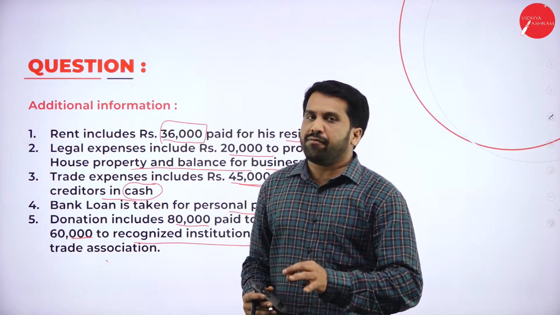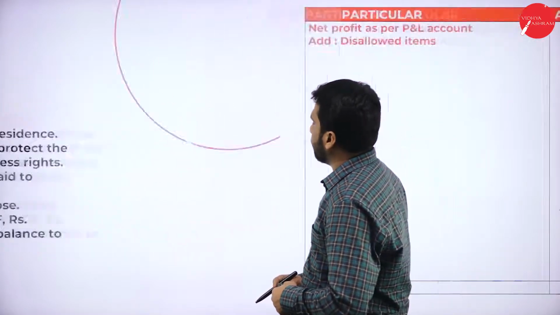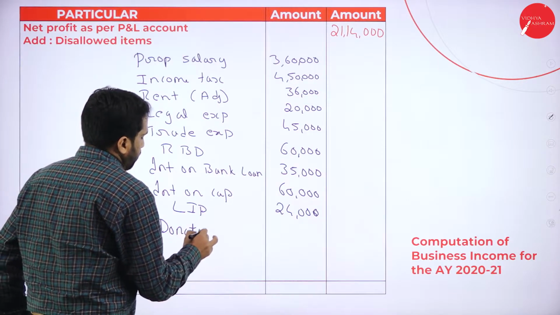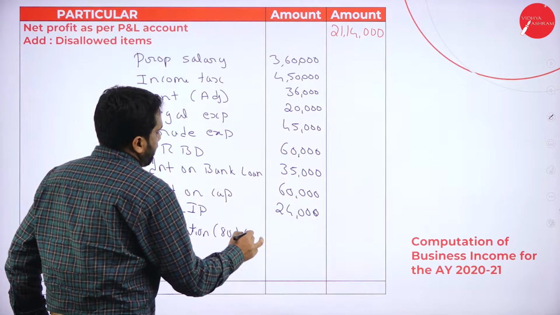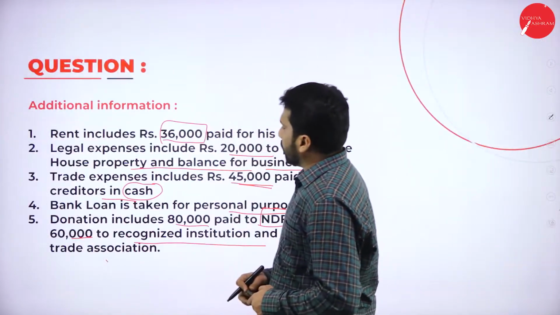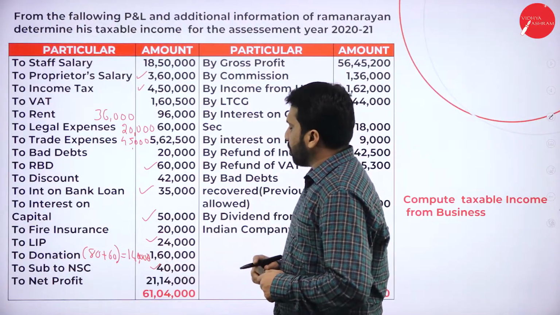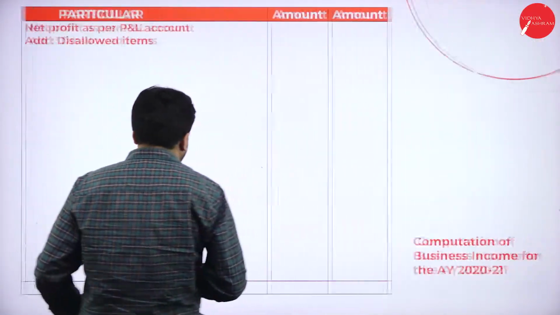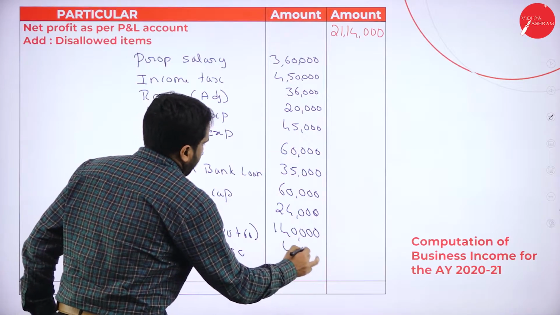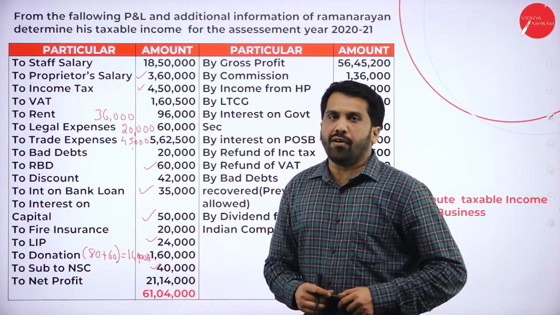Both are not paid for business. Now, 80,000 plus 60,000, we get 1,40,000. So we get donation 1,40,000. After donation, do we have anything? Hope there is nothing left. We have subscription to National Savings Certificate, it is 40,000. I'll cross check once. Yes, it is 40,000.